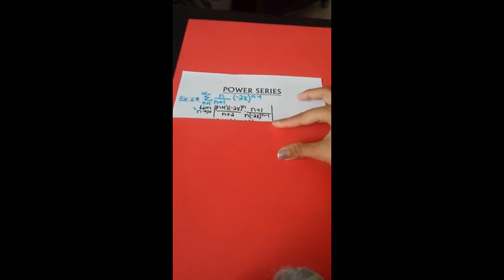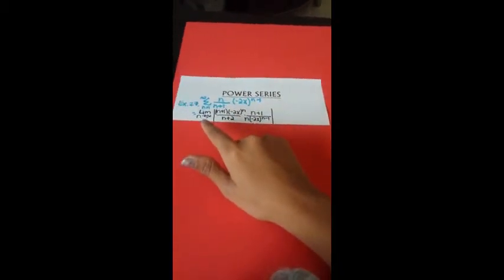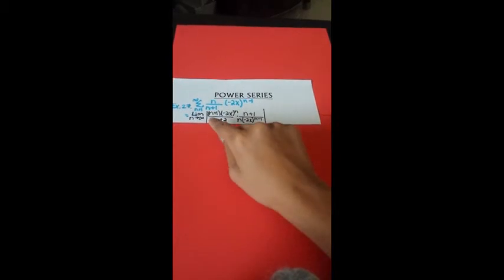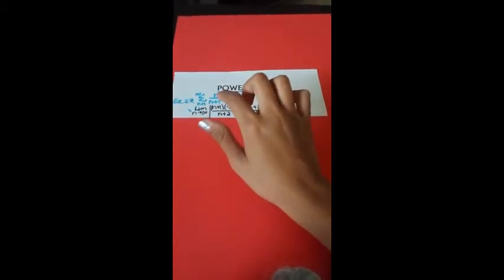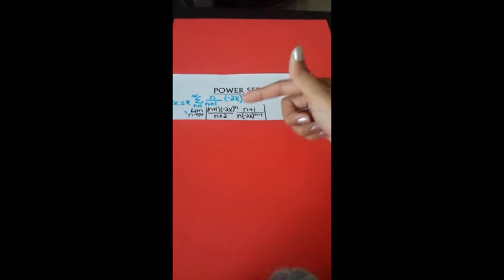Now we're given a series, right here: the summation from 1 to infinity of n over n plus 1 times negative 2x to the n minus 1 power. Like we did previously, we apply the ratio test to this series, and we have the limit as n approaches infinity of the expression where we add 1 to every n.